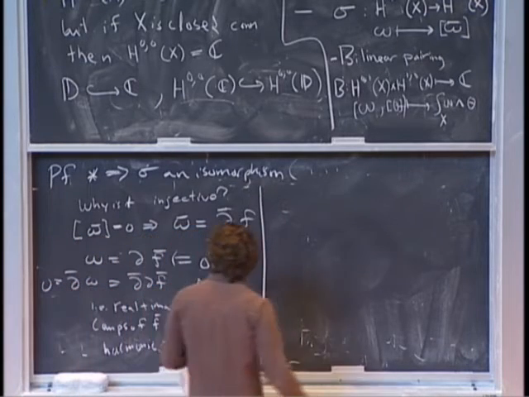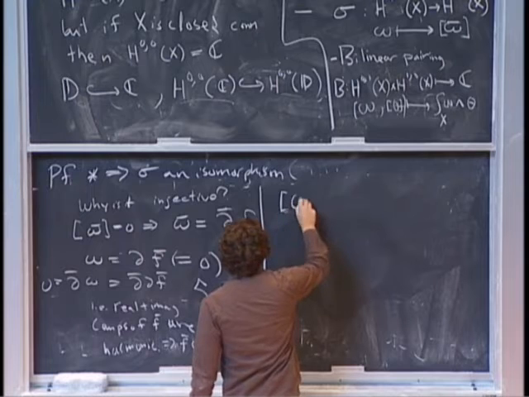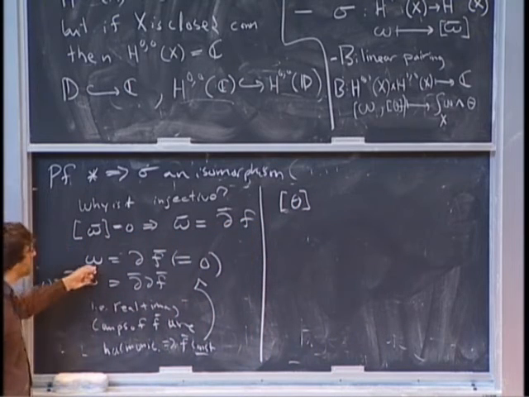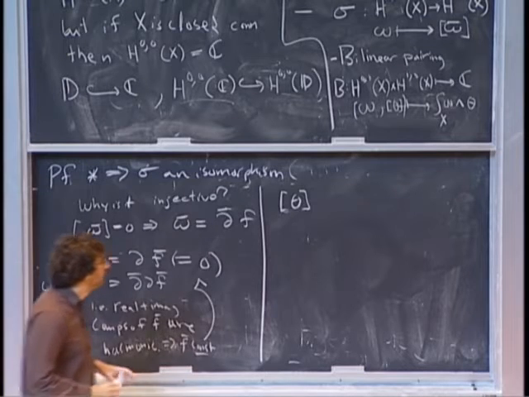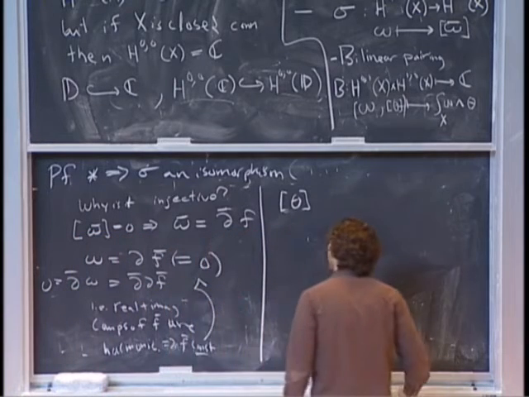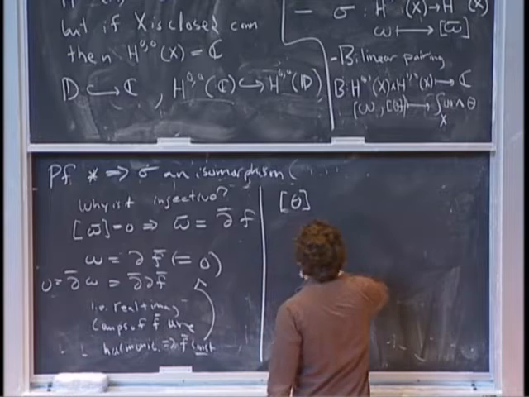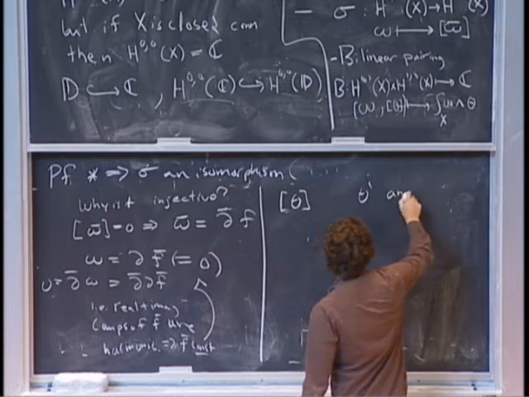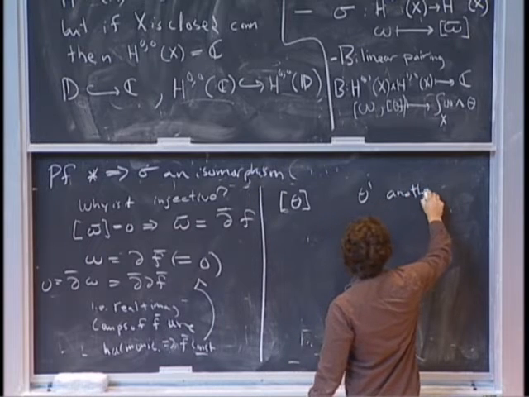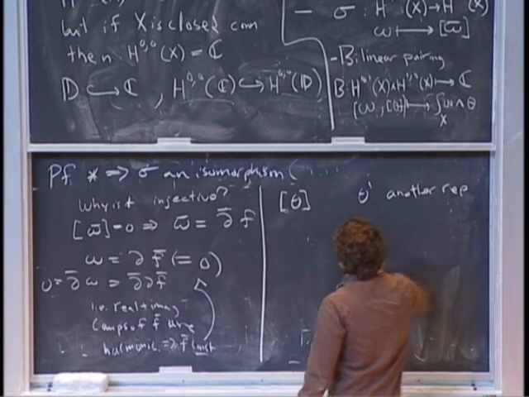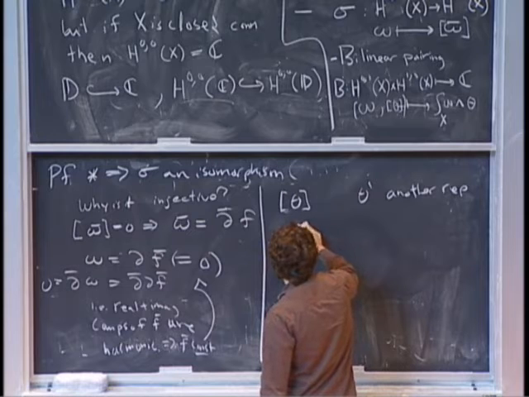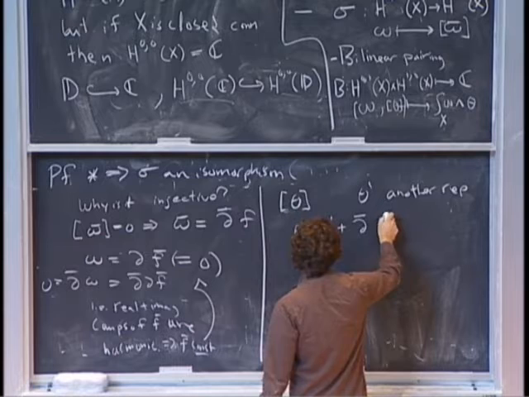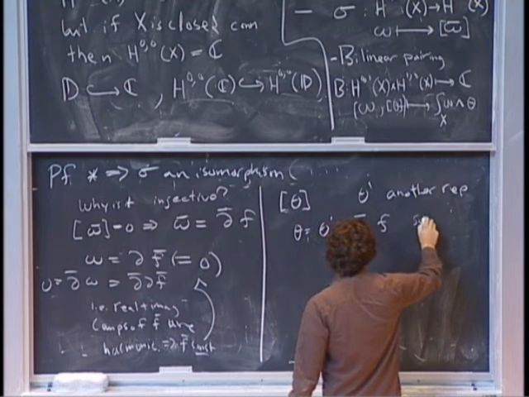We're going to start with some class theta over here, and we want to try and get it from a holomorphic one form. So if we pick any two representatives, so if theta prime is another representative, then we have that theta is equal to theta prime plus, by definition, del bar of f for some function f.